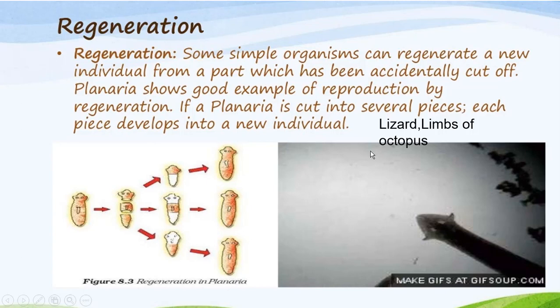Lizard and limbs of octopus. When a lizard is cut into pieces, it can develop into new lizards. Similarly with limbs of octopus. So the difference between fragmentation and regeneration is that fragmentation occurs on maturity, whereas regeneration occurs accidentally. Okay, thank you.